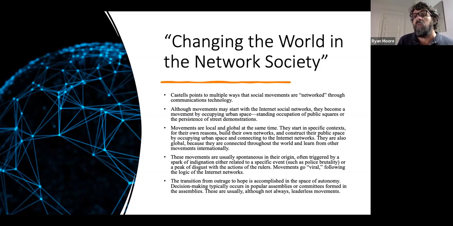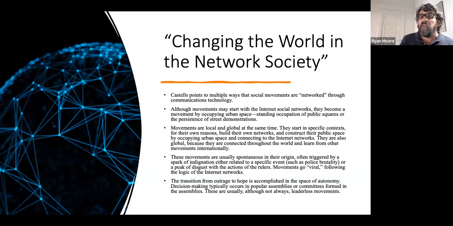And this is, again, a thing we see whether we're talking about Egypt, or we're talking about Wall Street. These occupations of public space and of the urban environment to hold general assemblies, demonstrations, rallies, and so forth. Castells also talks about how movements are local and global at the same time. That is, that they start in specific contexts for their own reasons. They build their own networks and construct their public space by occupying urban space and connecting to the internet networks. But they're also global because they are connected throughout the world and learn from other movements internationally. So again, there's this necessary connection between the local and the global levels in the formation of these movements.